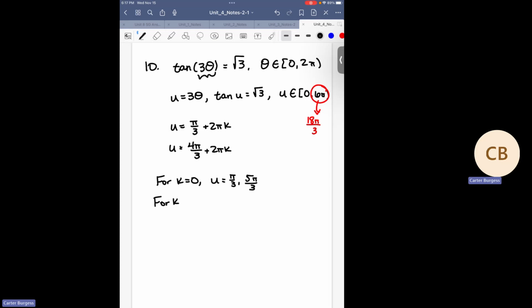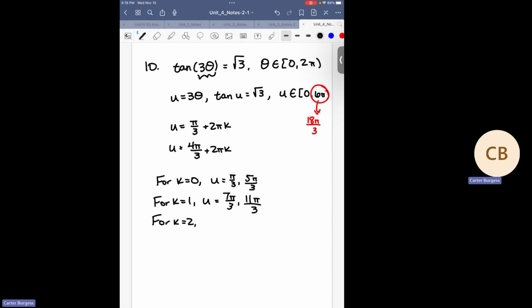Each time we increase k by 1, we're going to add 2 pi here. But a more convenient way to think about adding 2 pi here would be adding 6 pi over 3. So 6 pi over 3 plus our node for pi over 3 is going to be 7 pi over 3. Adding 6 pi over 3 here, we get 11 pi over 3.